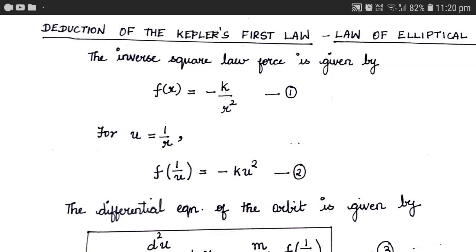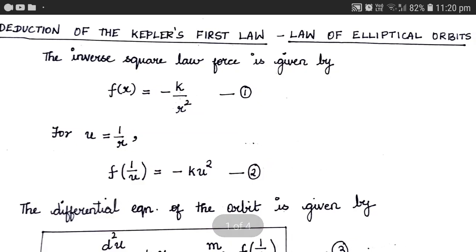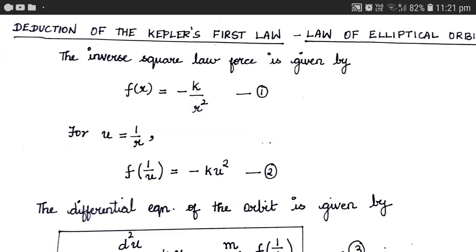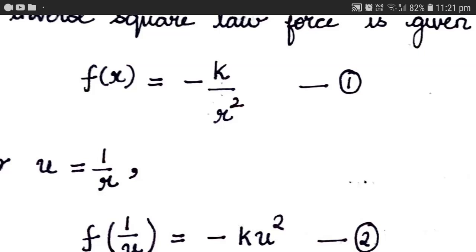In this video, let us deduce Kepler's first law of planetary motion, which is also called the law of elliptical orbits, using the concept of central force. Generally, Newton's law of gravitation, Coulomb's law, and Kepler's law all come under a general inverse square law of forces. We have a general equation which represents the inverse square law force as f of r is equal to minus k by r square.